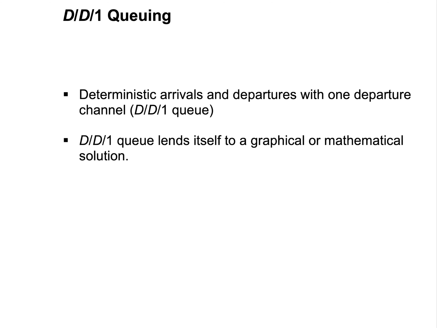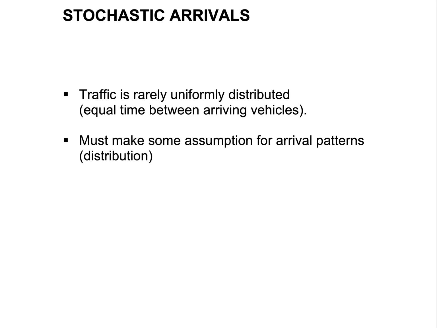We already talked about what the DD1 queuing is, deterministic arrivals and departures with one departure channel, and we already saw how those could be analyzed as a graphical solution. We can also have non-uniform arrivals, which are called stochastic arrivals, and that's sometimes considered to be more realistic because traffic is rarely uniformly distributed.